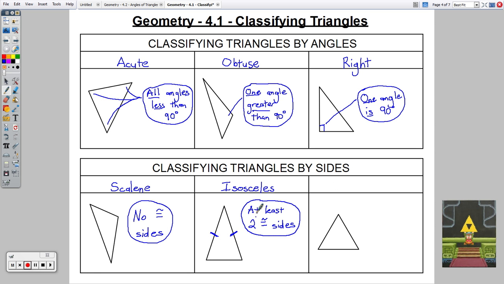Then we would have a special kind of isosceles triangle known as an equilateral triangle. So this one is equilateral because all sides are congruent. So I'm going to put the same number of tick marks on all the sides. So here all sides are congruent.